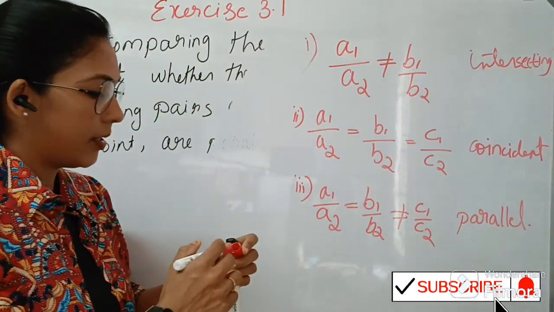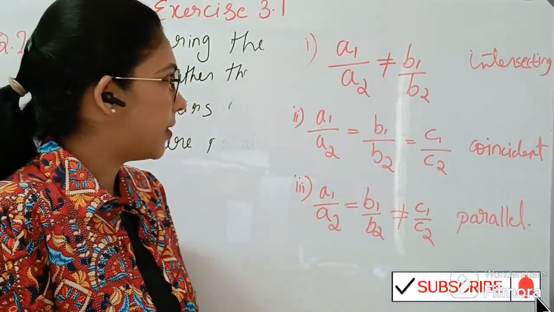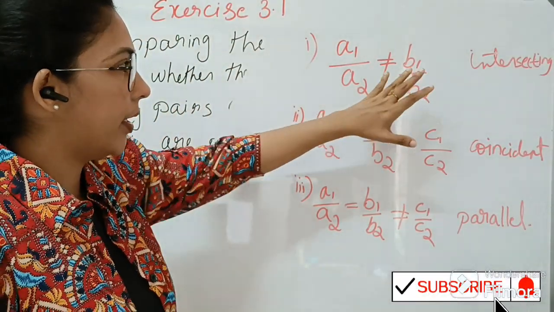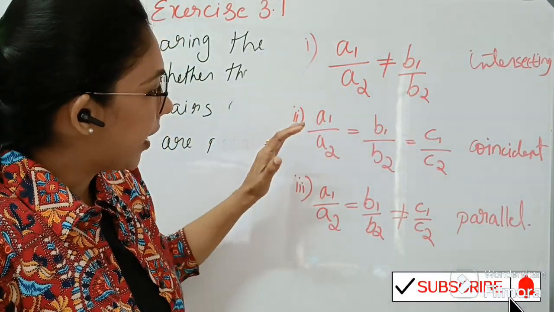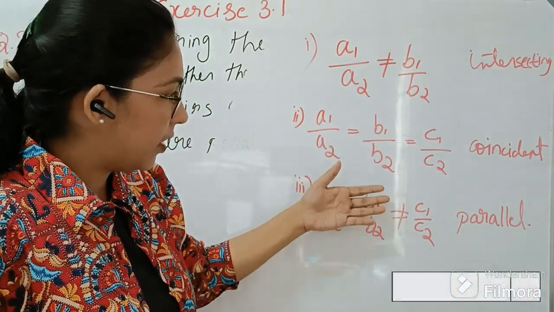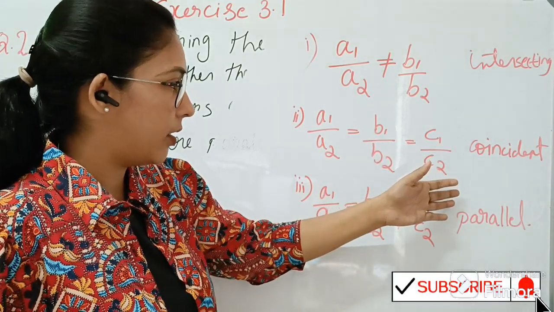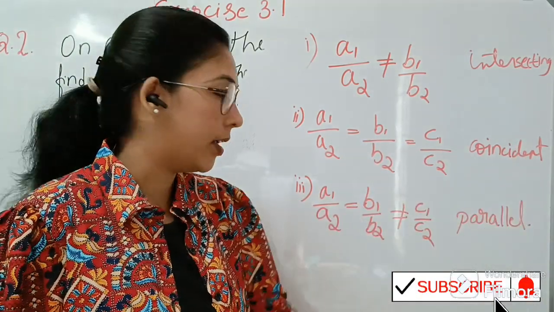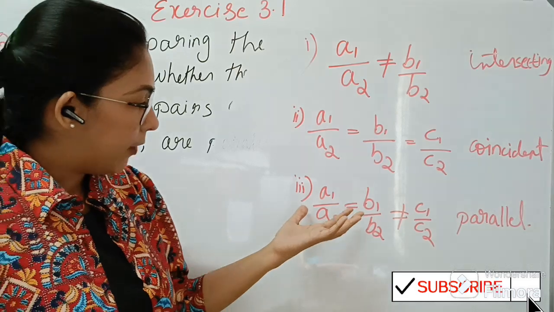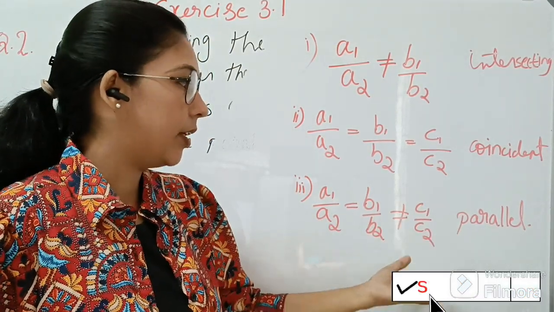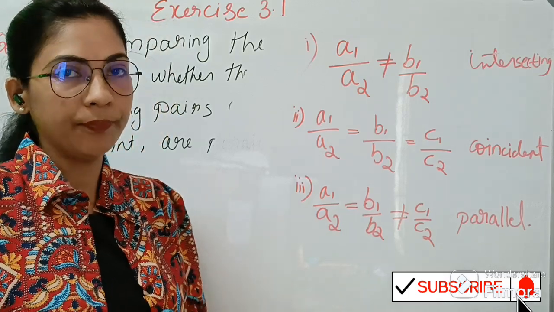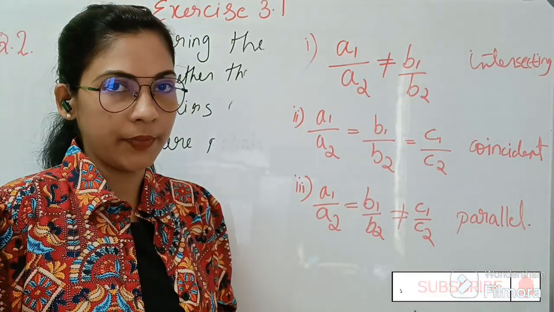So these are some important relationships. That is, a1 by a2 not equal to b1 by b2, then it is said to be an intersecting one. Second one, a1 by a2 is equal to b1 by b2 which is equal to c1 by c2, then it is said to be coincident. And third one, a1 by a2 is equal to b1 by b2 but not equal to c1 by c2, then it is said to be parallel. So these are the relationships.